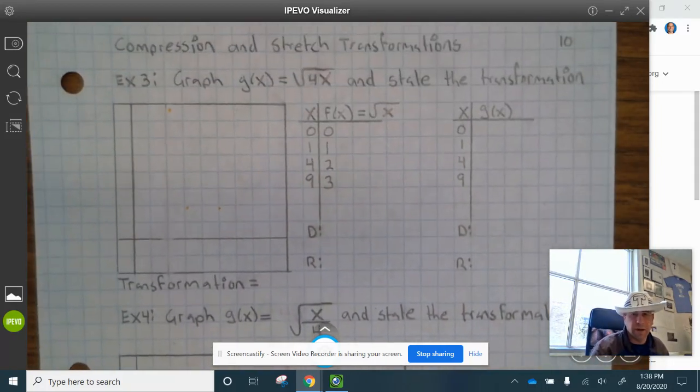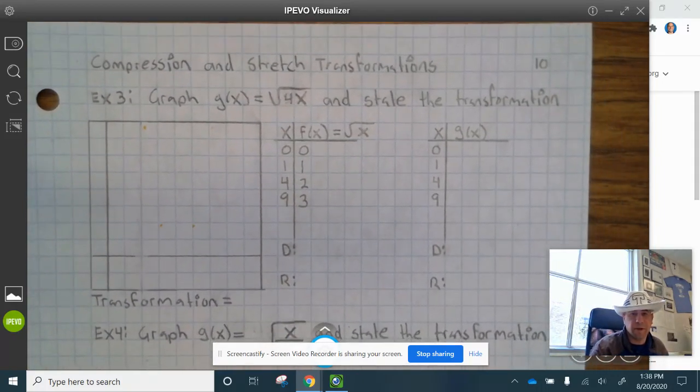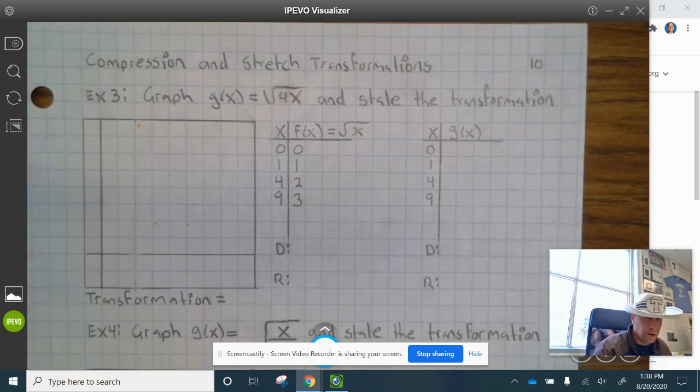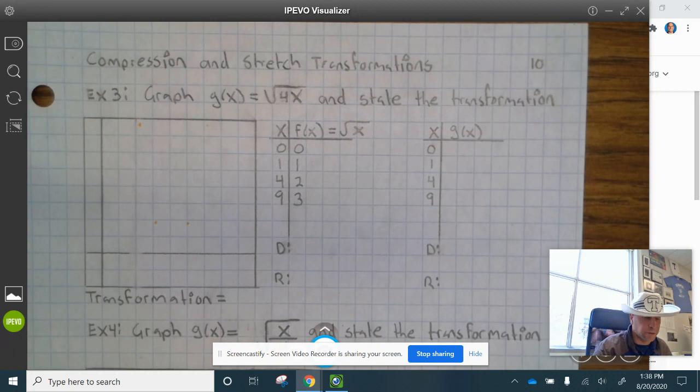And let's take a look at example 3. And again, if you're watching the video, if you're in Algebra 2 and Advanced Algebra 2, you're still watching for this example page: compression and stretch transformations on journal page 10. Example 3: graph g of x equals the square root of 4x and state the transformation.